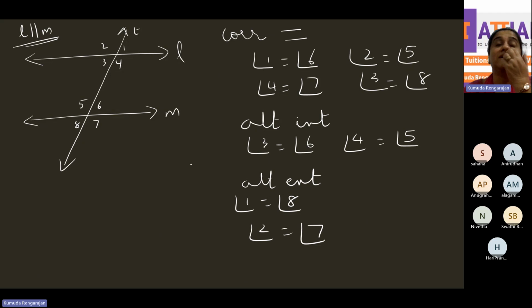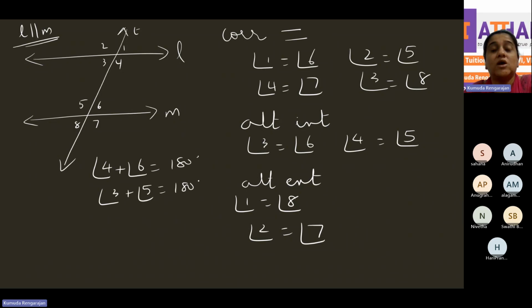Now talking about allied angles. Allied angles are not equal. Allied angles are supplementary. Co-interior angles are supplementary. Angle 4 plus angle 6 is equal to 180. Angle 3 plus angle 5 is equal to 180. Corresponding angles are equal when the lines are parallel. Alternate angles are equal when the lines are parallel. Allied angles are supplementary when the lines are parallel.